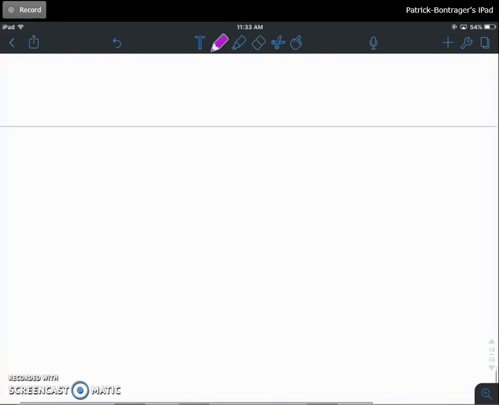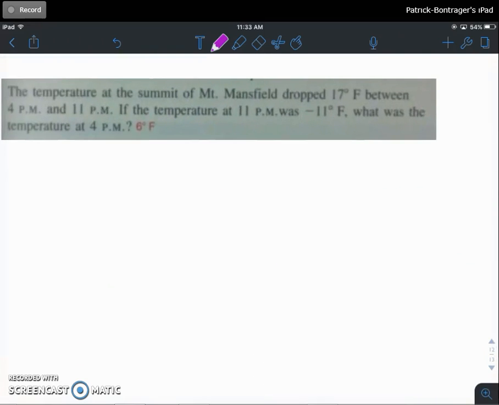I guess we'll do that last word problem. The temperature of the summit of Mount Mansfield dropped 17 degrees Fahrenheit between 4 and 11. The temperature at 11 was negative 11. What was the temperature at 4?